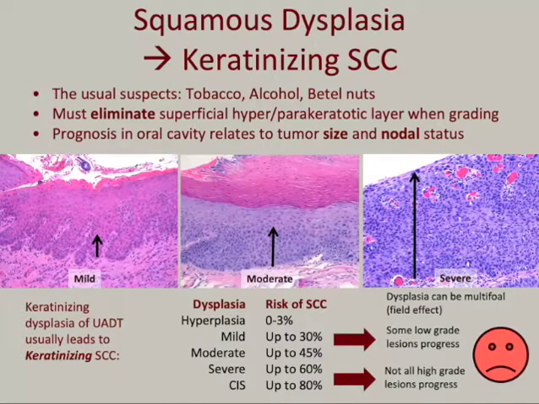For grading, we want to almost model the cervix, although it's imperfect: mild, moderate, and severe dysplasia/carcinoma in situ. Of course, the problem is that some mild dysplasias progress to carcinoma without going through that full thickness spectrum, right? And some severe ones do not. So it's a challenging area, but we do the best that we can. Remember, once you develop keratinizing invasive carcinoma, your prognosis is going to relate to tumor size and tumor depth, as well as lymph node status.